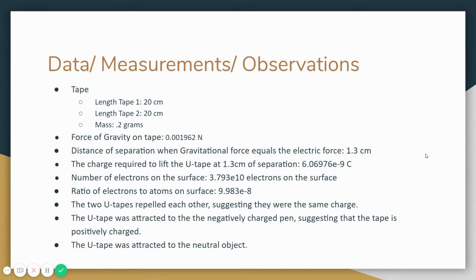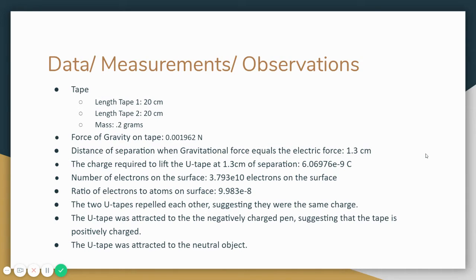And knowing the general area of an atom and knowing the area of my tape, I can find the number of atoms on the surface and therefore the ratio of electrons to atoms on the surface, which happens to be less than 1, which concludes that the tape is most likely positively charged.